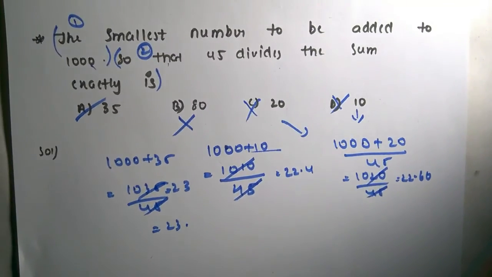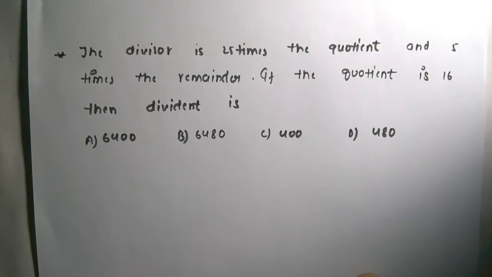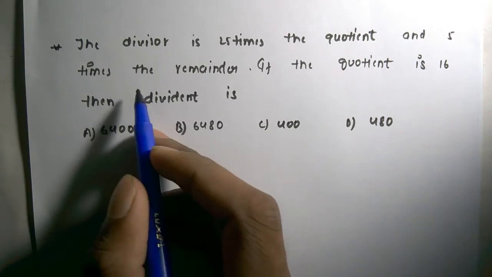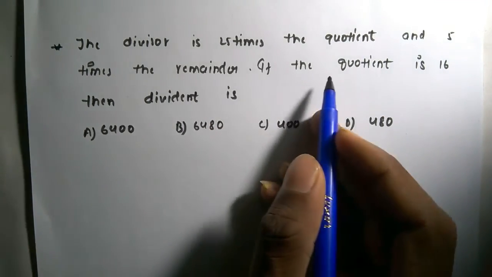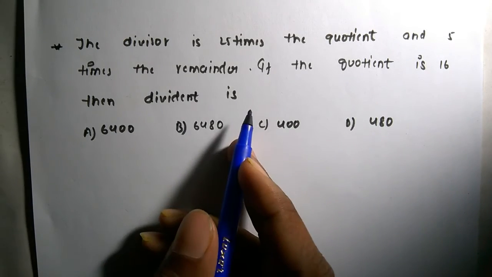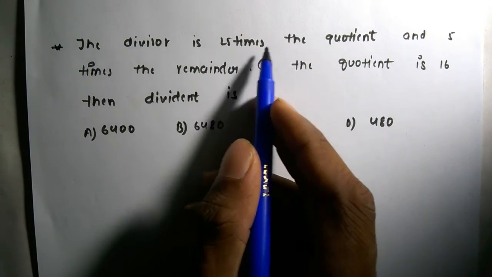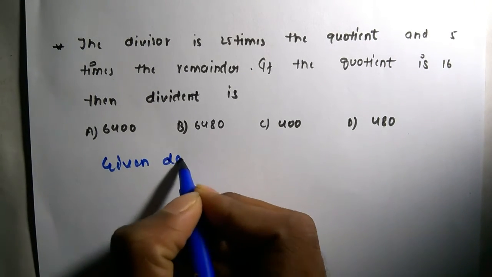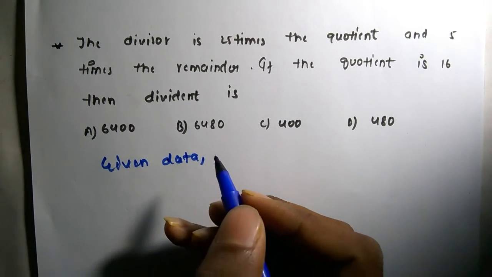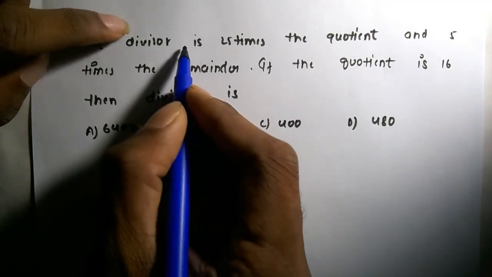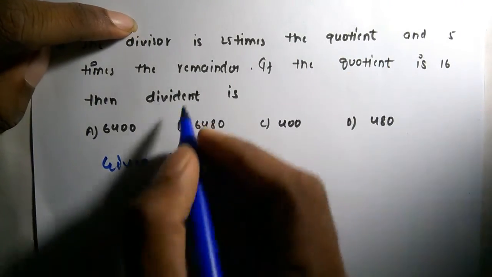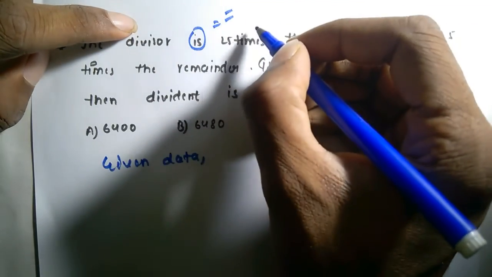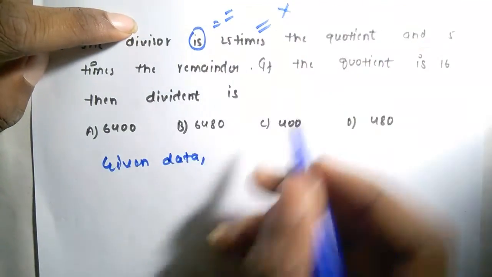Okay, so let us try this next question. So our next question is: the divisor is 25 times the quotient and 5 times the remainder. If the quotient is 16, then the dividend is? So he was asking, the divisor is 25 times the quotient. So let us write the given data.